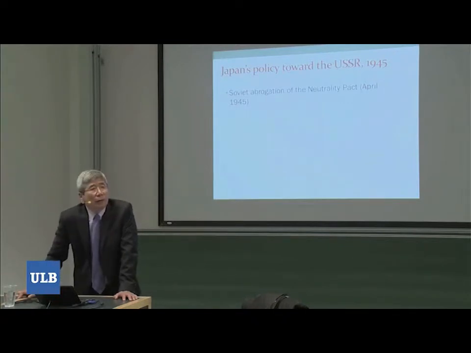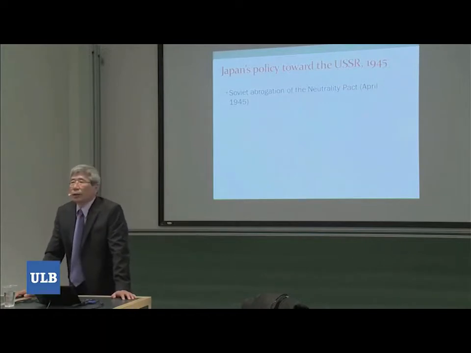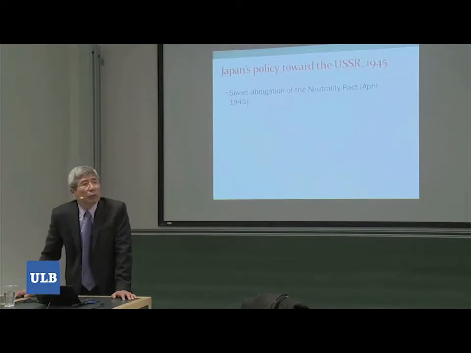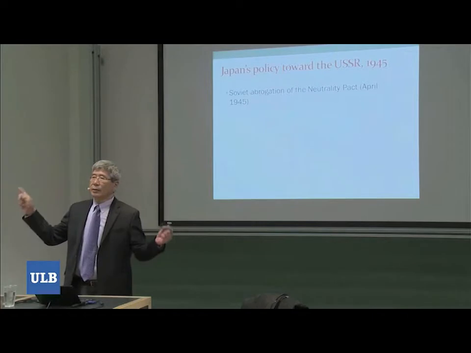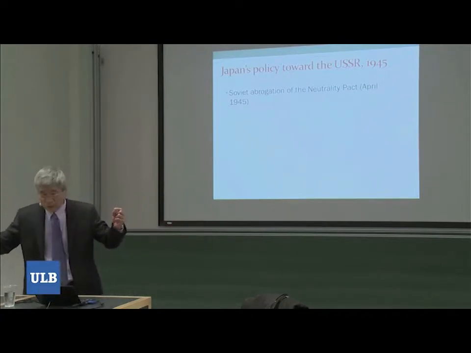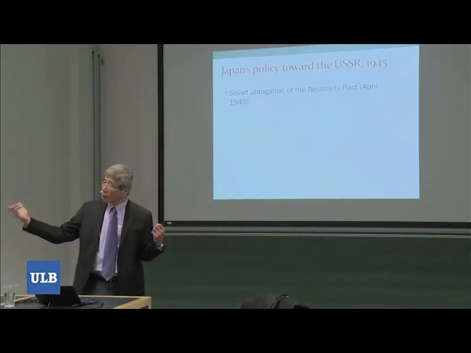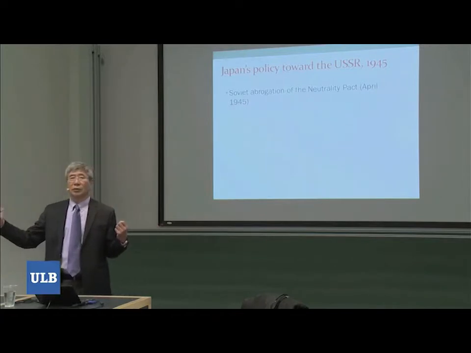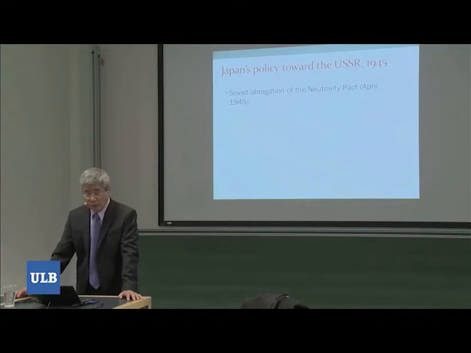But in April 1945, the Soviet Union notified the Japanese government that it was no longer interested in renewing the Neutrality Pact. One provision of the Neutrality Pact is that unless one party informed the other one year before the pact is over, the Neutrality Pact would be renewed automatically for another 5 years. And therefore, when April came, it was the obligation of the Soviet Union to inform the Japanese government that they are no longer interested, so that they are going to abrogate the Neutrality Pact.